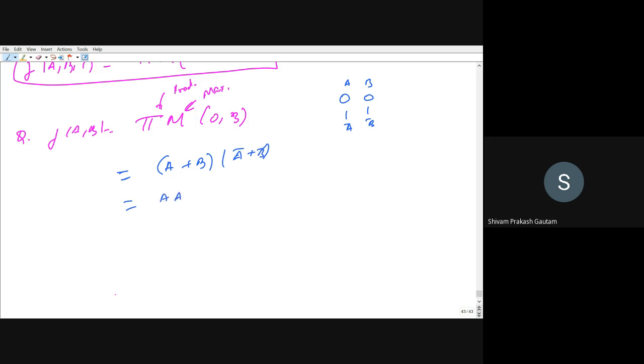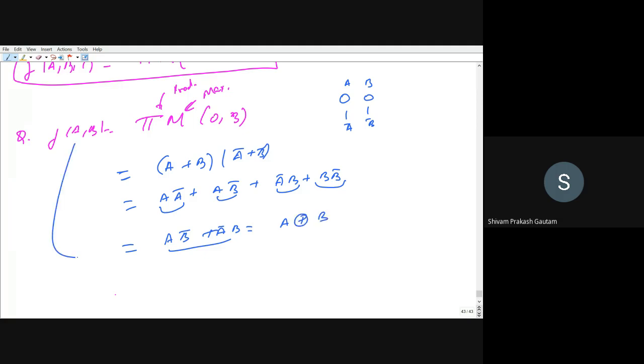So A into A bar plus A into B bar plus A bar into B plus B into B bar. A into A bar and B into B bar are equal to 0. So we are left with A B bar plus A bar B. What is this? This is XOR. So this is A XOR B. So we have represented this function from max term and we have written it as A XOR B.